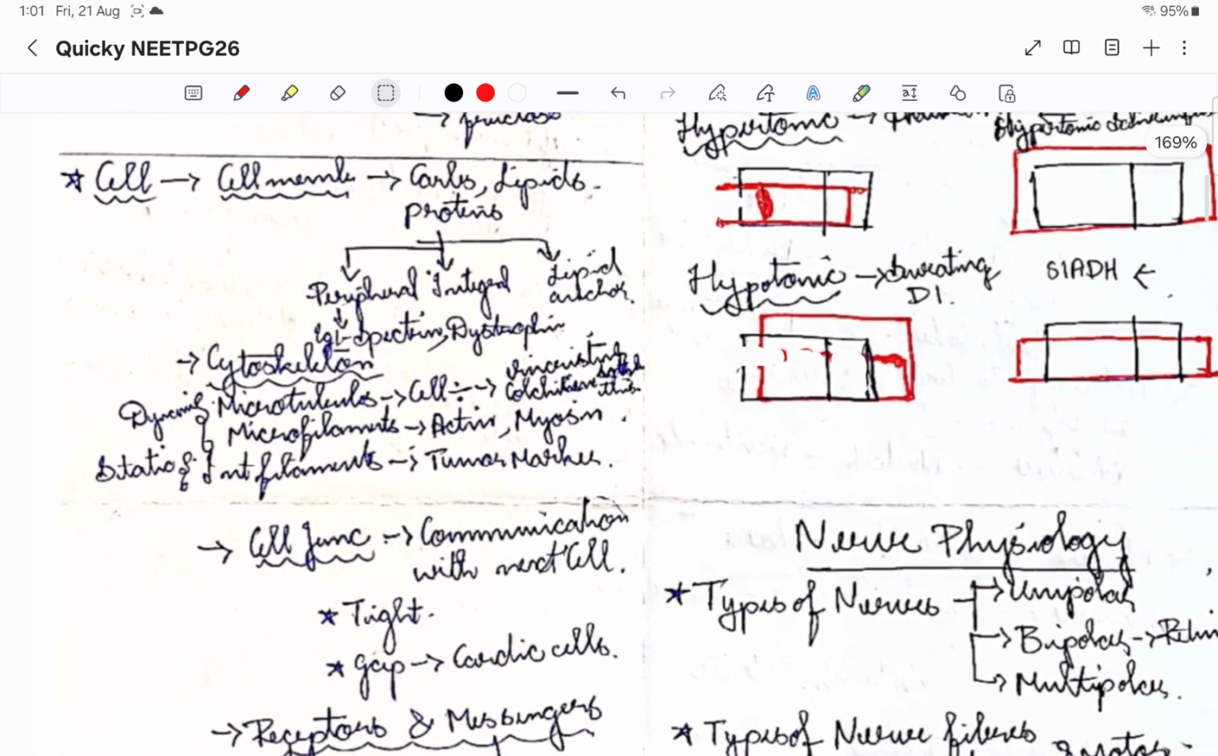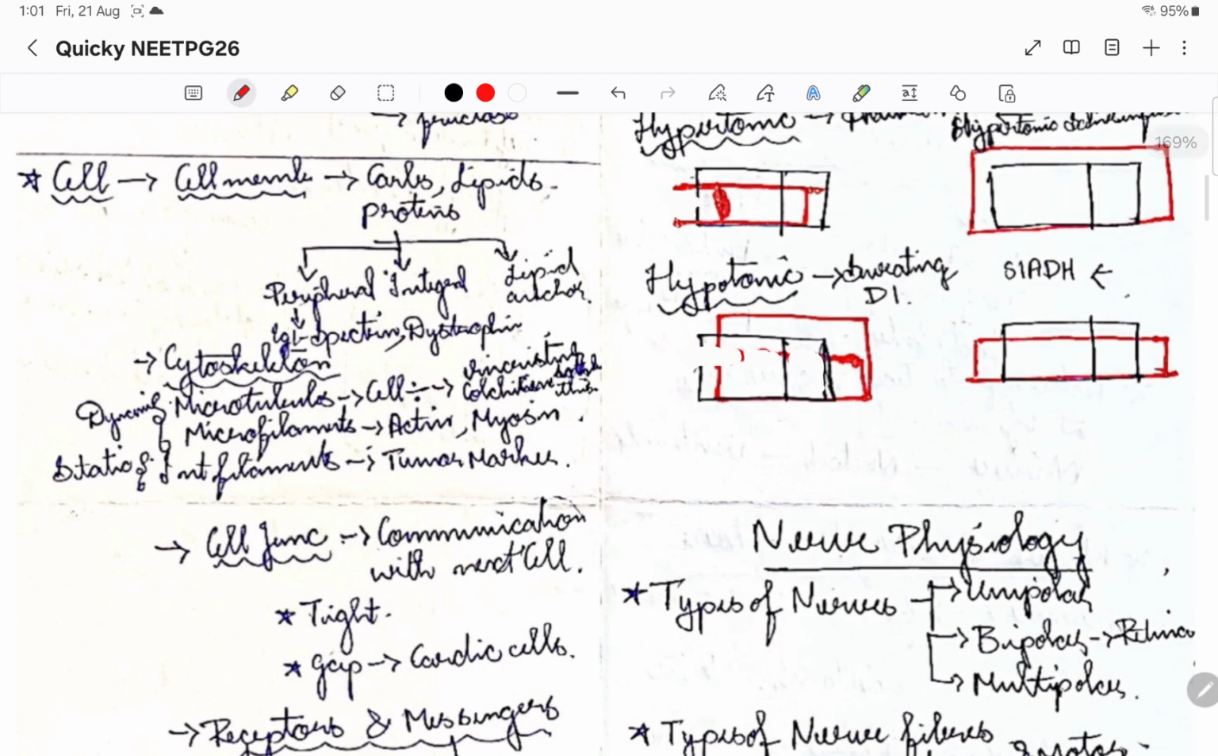Okay, so in cell physiology, the main thing is the cell membrane. You should know about the cell membrane and its physiology. In the cell membrane, there are carbohydrates, lipids, and proteins. Proteins are the peripheral proteins, the integral proteins, and the lipid anchor proteins.